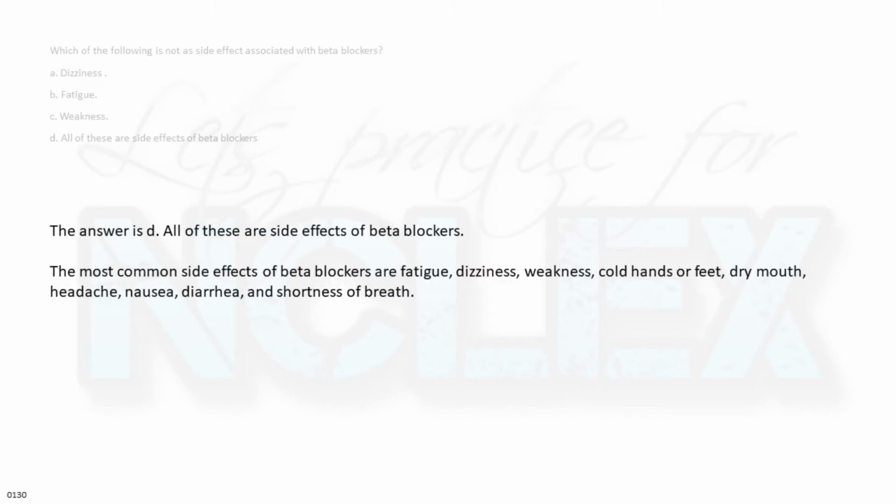The answer is D. All of these are side effects of beta blockers. The most common side effects of beta blockers are fatigue, dizziness, weakness, cold hands or feet, dry mouth, headache, nausea, diarrhea, and shortness of breath.